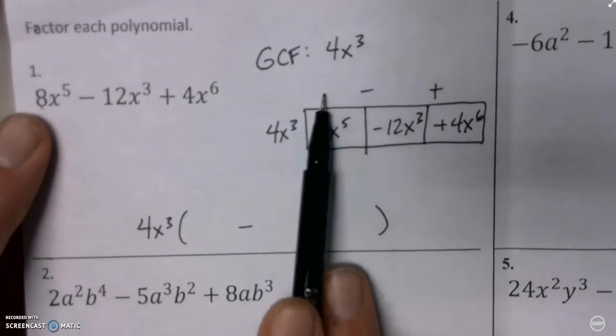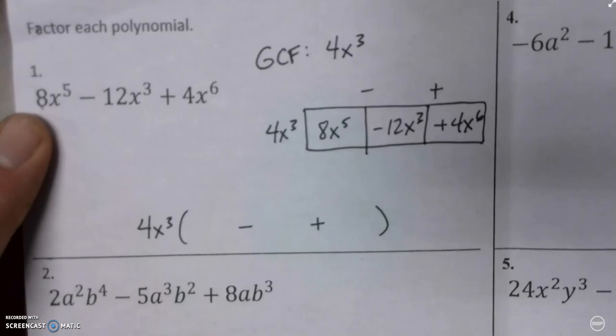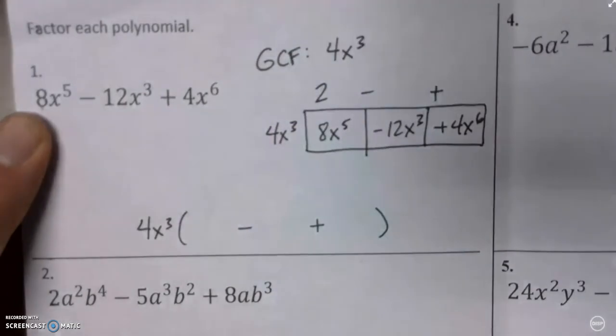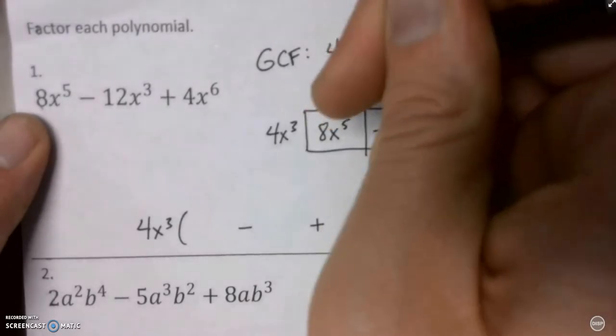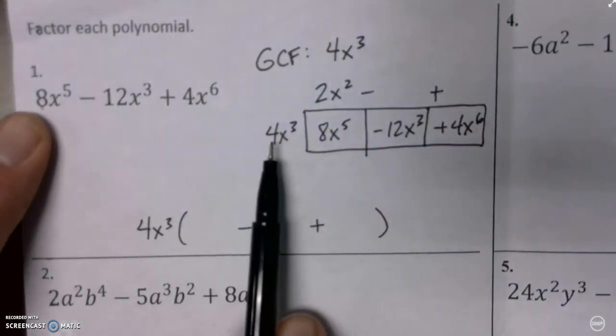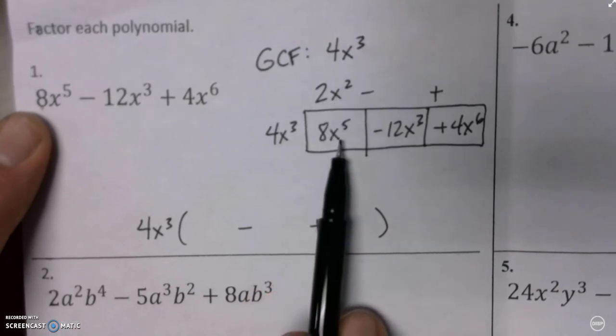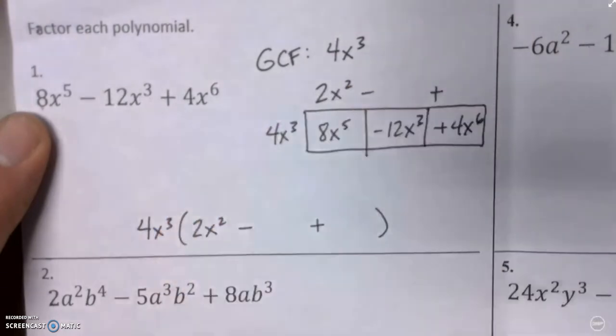And I think I can decide what belongs here if I think about what I would multiply by 4x cubed to get 8x to the 5th. And right now I hope you're maybe thinking about division, and that's a really good way to think about it. I can solve this problem by dividing. What would I multiply by 4 to get 8? 2. And what would I multiply by x cubed to get x to the 5th? It would be x squared. And I'll do a quick little check. Does 4 times 2 equal 8? And is x to the 3rd times x squared x to the 5th? Yes. I've got it. So that's my first term, 2x squared.